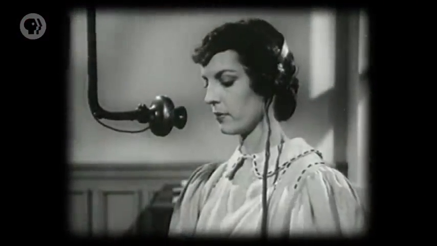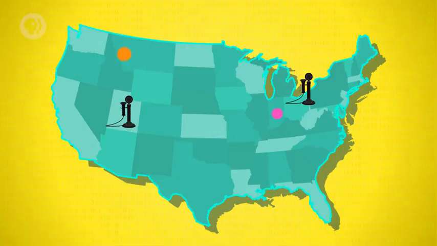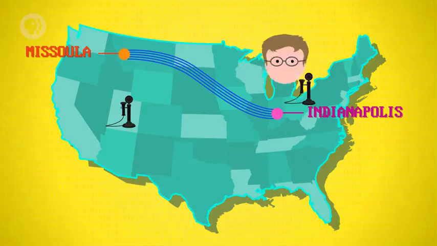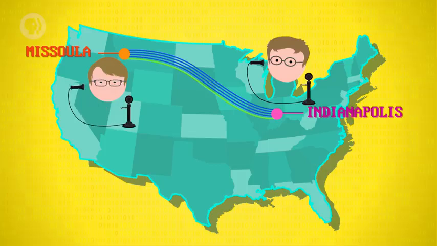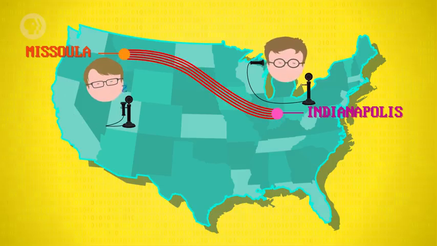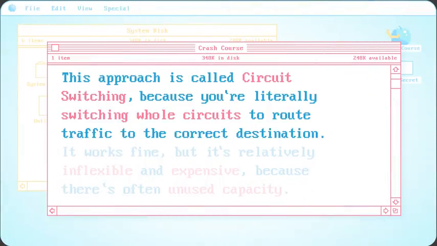The simplest way to connect 2 distant computers or networks is by allocating a communication line for their exclusive use. This is how early telephone systems worked. For example, there might be 5 telephone lines running between Indianapolis and Missoula. If John picked up the phone wanting to call Hank in the 1910s, John would tell a human operator where he wanted to call, and they'd physically connect John's phone line into an unused line running to Missoula. For the length of that call, that line was occupied, and if all 5 lines were already in use, John would have to wait for one to become free. This approach is called circuit switching because you're literally switching whole circuits to route traffic to the correct destination.